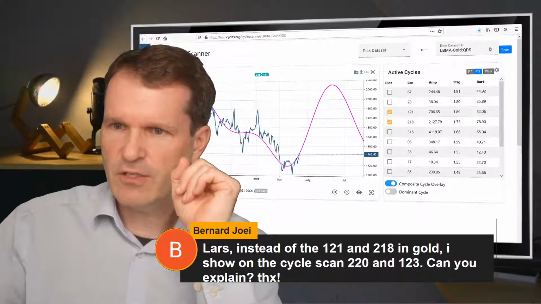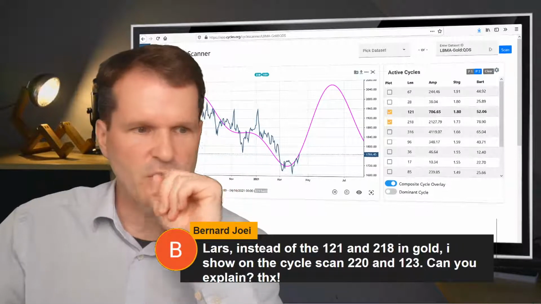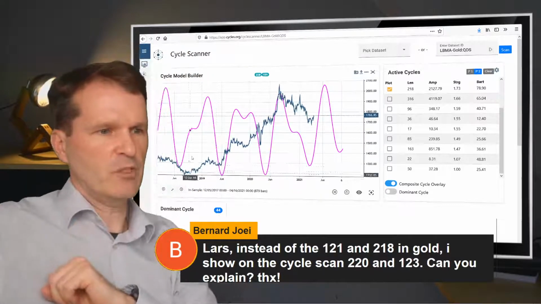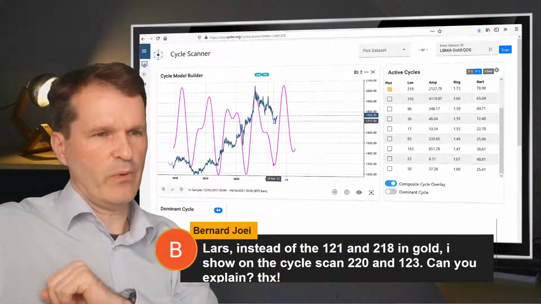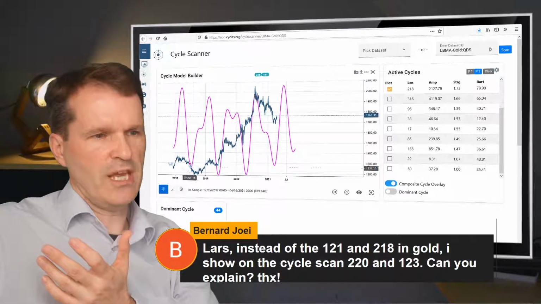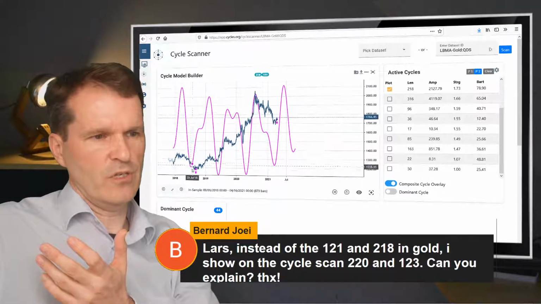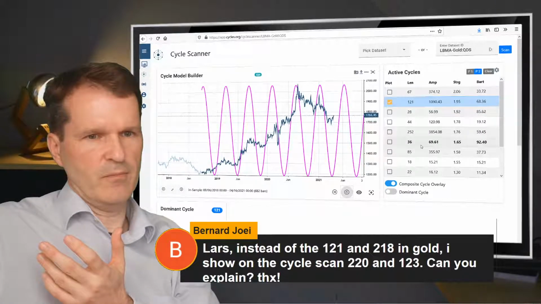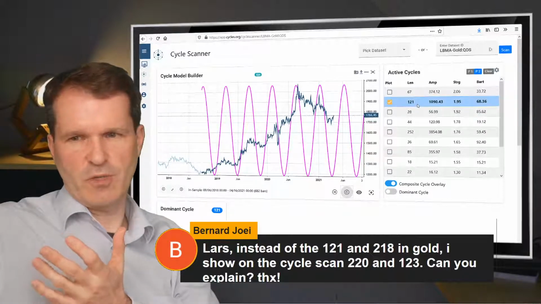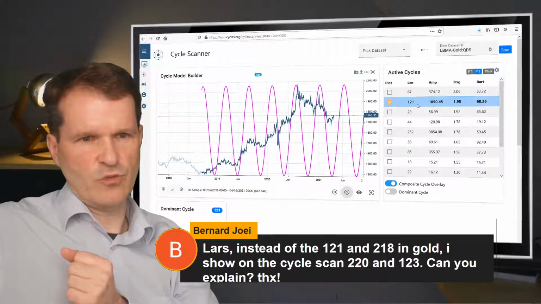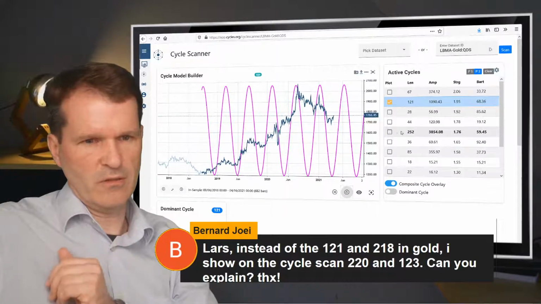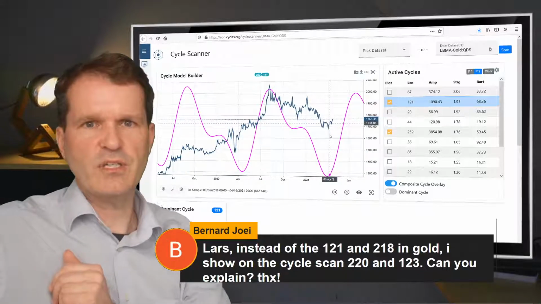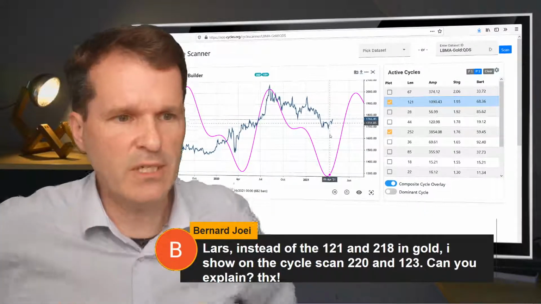Maybe you need to check in your settings here. If you change the in-sample range, which means the starting point and the end point of your analysis, so if I change the end point, move it to this low here and update the analysis, it shows a 121. This stays, and 250 here on the longer term.